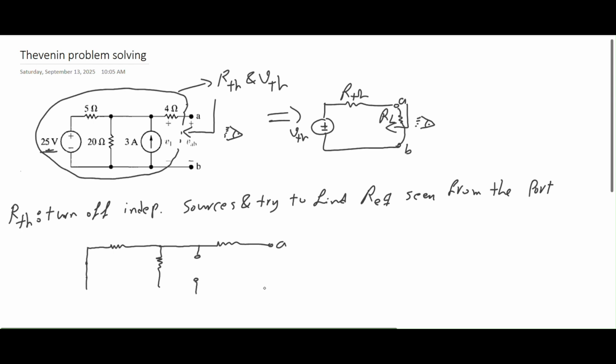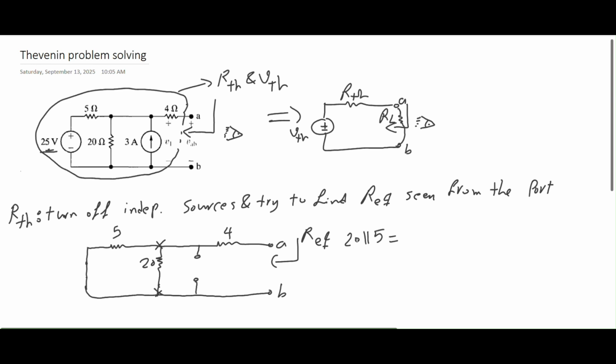And here is my port A and here is my port B. It goes all the way to the beginning of the circuit. So I've got 5 ohms here, 20 ohms here, and 4 ohms here. Can you find the equivalent resistor now? Should be easy. So this 5 and this 20 are in parallel. Why? Because the heads and the tails are connected together. So 20 is in parallel with 5.